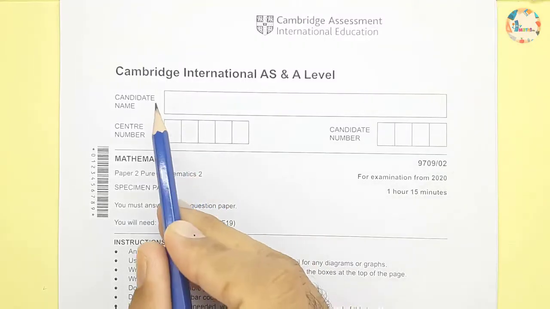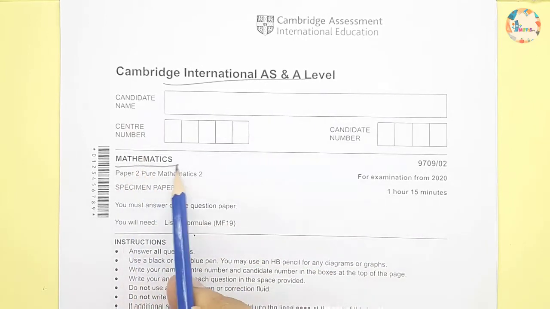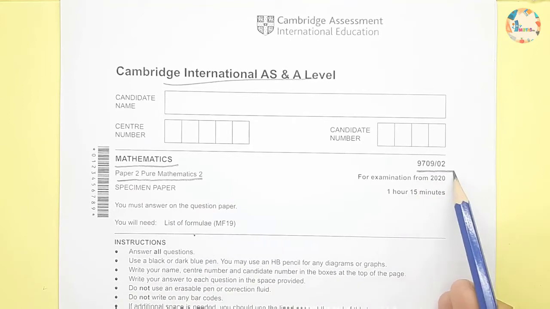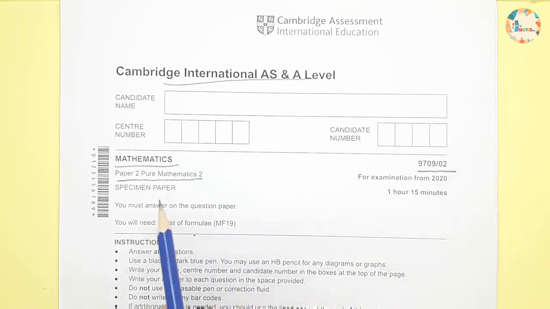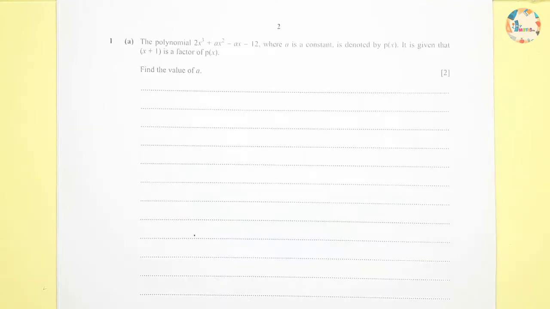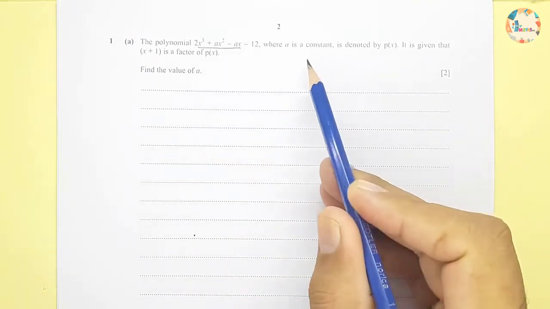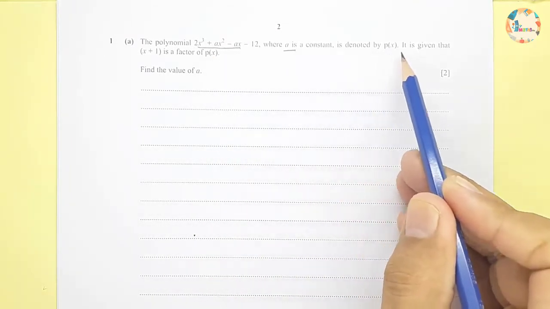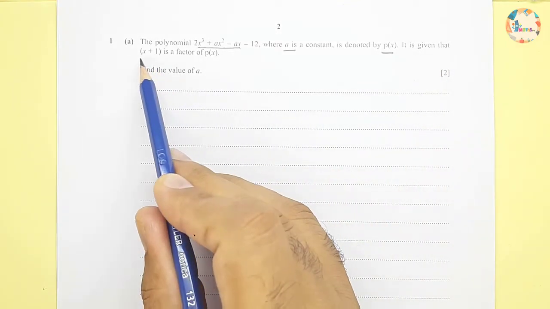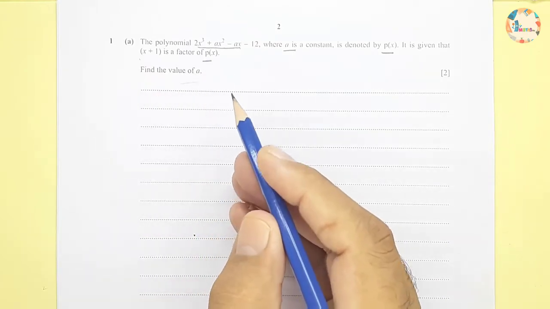Today we'll be going through Cambridge International AS & A Level Mathematics Paper 2, Pure Mathematics 2, 9709/02 Specimen Paper 2020. Question number 1. The polynomial, where a is a constant, is denoted by p of x. It is given that x plus 1 is a factor of p of x. Find the value of a.